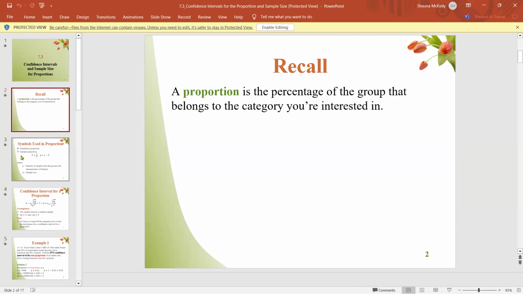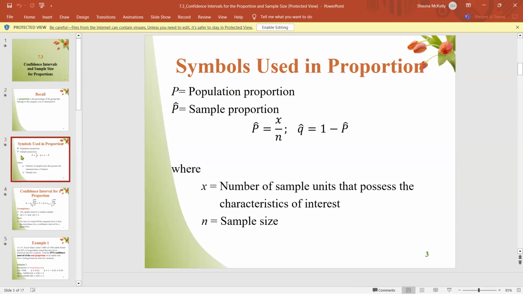Now, when we talk about proportions, these symbols should be familiar to you. Uppercase P, or capital P, is the population proportion. And this P with a circumflex on top of it, we call it P hat because it looks like it's wearing a hat. That's the sample proportion, and that's given by X over N, where X is the number of sample units that possess whatever characteristic you're talking about.